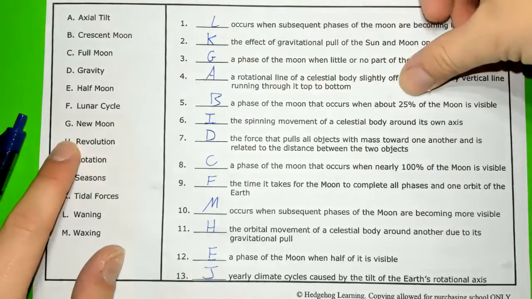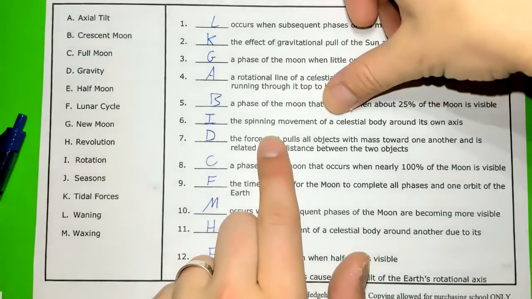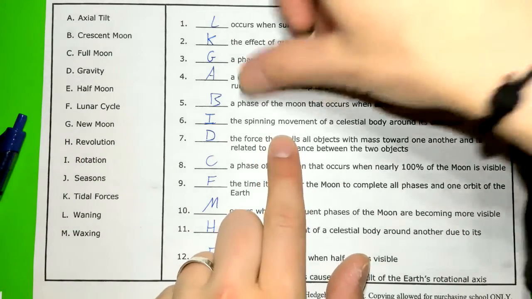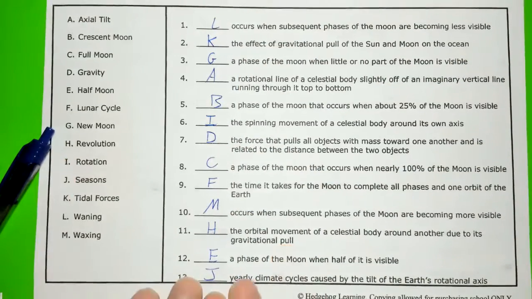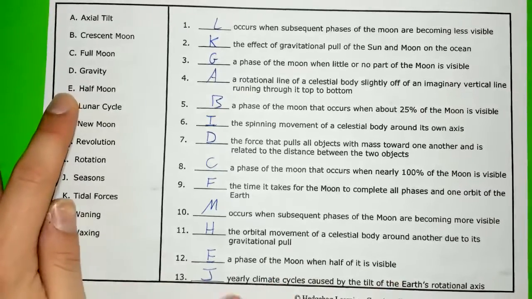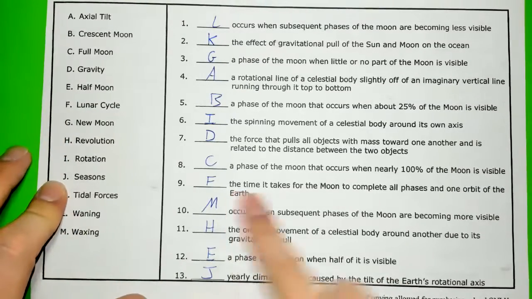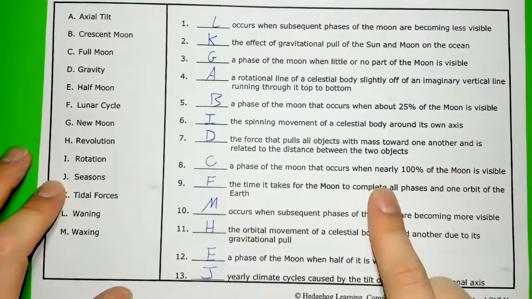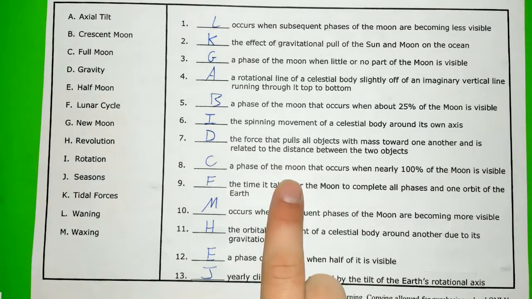When about 25% of the moon is visible, that will be your crescent moon. The spinning movement would be rotation, while revolution is going to be orbiting around something. The phase of the moon where you're half visible is going to be E, your half moon. Yearly climate changes is going to be J, your seasons. The time it takes for the moon to complete its cycle, that's called our lunar cycle. And then the phase of the moon where 100% of it is visible, C, that's going to be our full moon.